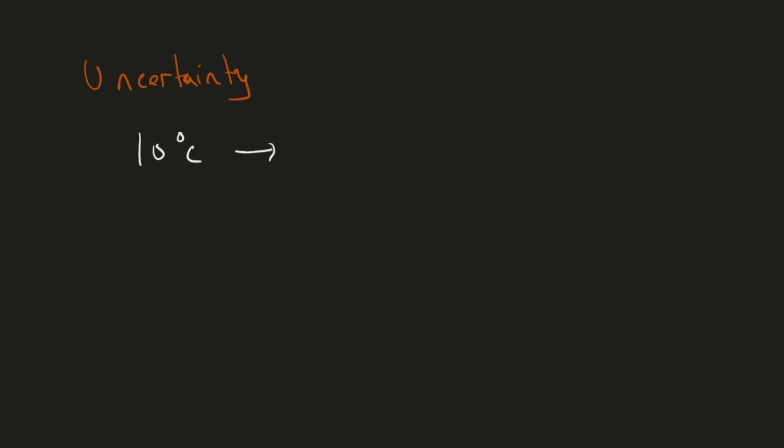So the way we represent this is we say the temperature is 10 degrees plus or minus, let's say, 3 degrees Celsius. Okay, so we're saying that we've measured it as 10 degrees Celsius, but we're not completely sure it's 10 degrees Celsius, and we've given it a range.